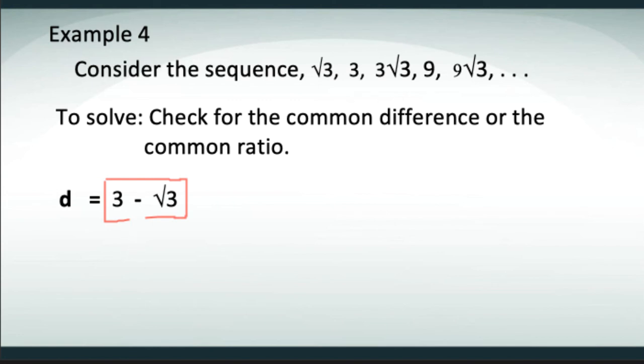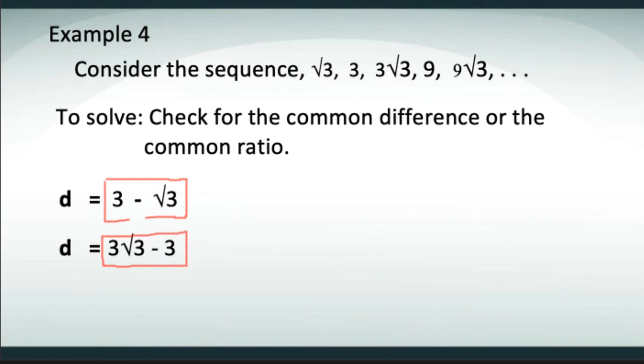Now let's check for the other terms if we can still get the same result. Now this time, we have 3 square root of 3 minus 3. Now again, there's no commonality with the two numbers. So we have 3 square root of 3 minus 3. And by checking both differences, they do not arrive at the same answer. So this sequence is not arithmetic.